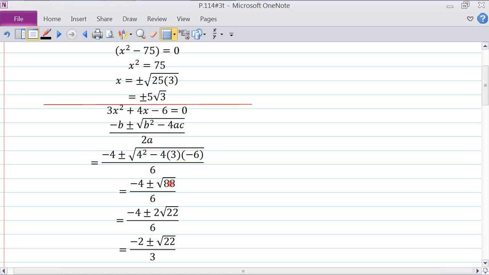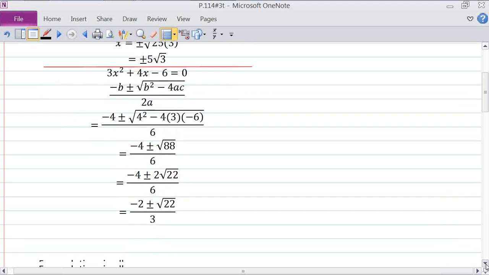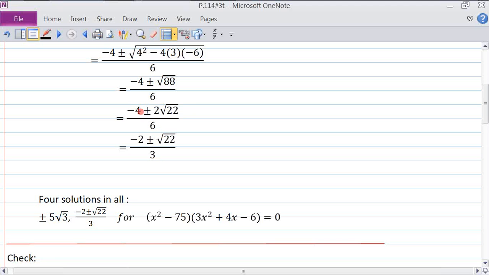So when we take out the 4 from the root sign, we get 2, and the 22 is left here. And now we can factor out 2 from the top and 2 from the bottom, and we get minus 2 plus root 22 over 3. So there are 4 solutions in all: plus or minus 5 root 3, and minus 2 plus or minus root 22 over 3, 4 of these.